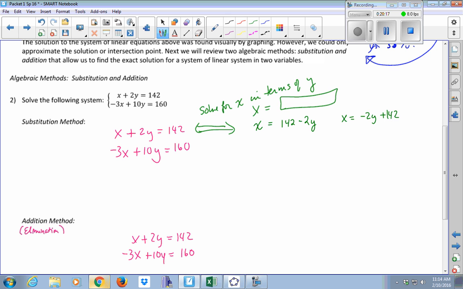Okay. So now that you have x in terms of y, you literally get to substitute this right-hand expression down in this pink equation, the second equation, wherever you see x. So where I see x, I'm literally going to take this and plop it right in there for x. So now I have -3, and where I see x, I'm going to put 142 minus 2y. That's called substitute. You can substitute equal expressions for each other. And then everything else remains the same.